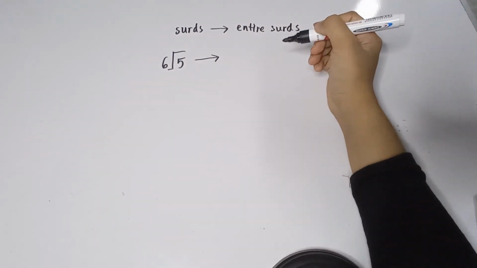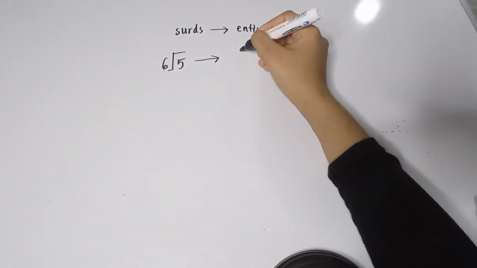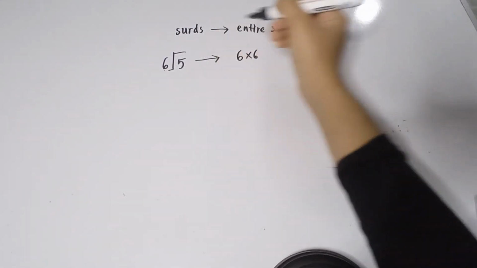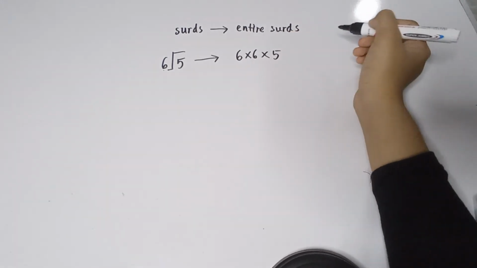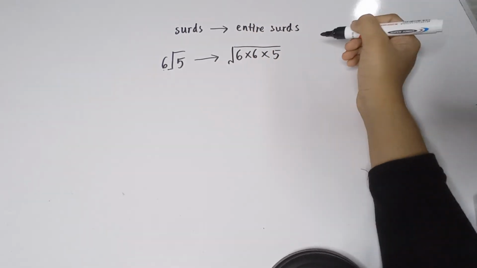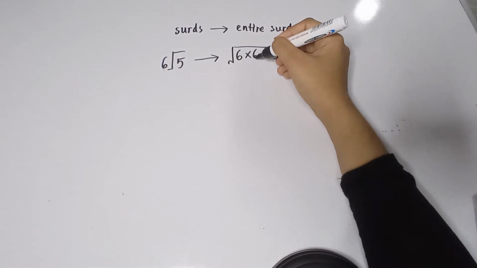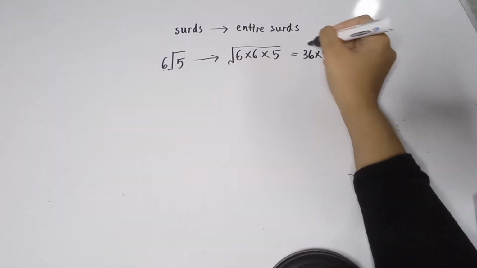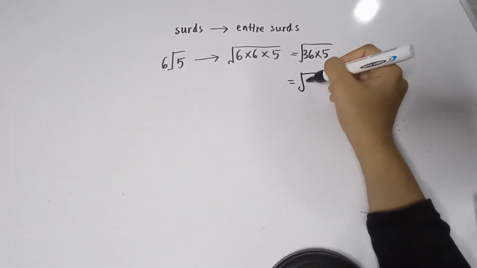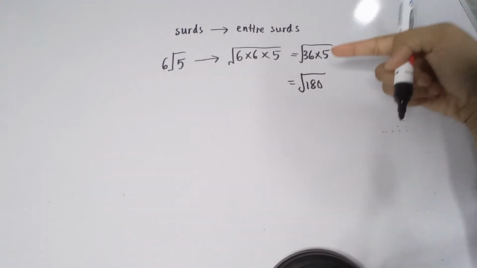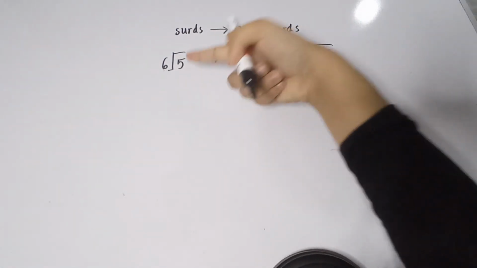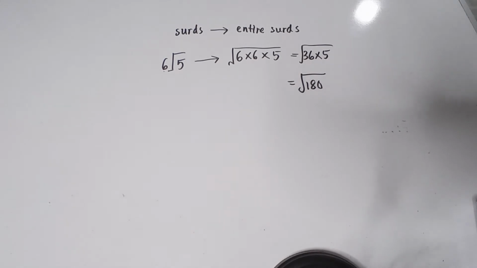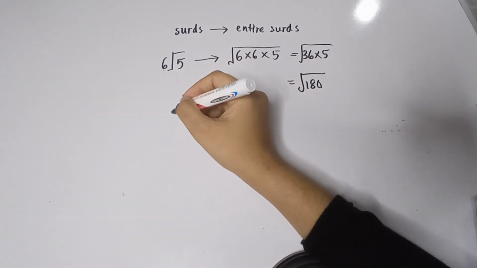It's very easy. The first number you have to multiply by itself, and the surd number also you should multiply. Now take the whole surd. What do you get here? 36 into 5. That is square root 180. So this is the entire surd of the surd 6 root 5. Clear? Okay. Now let's move into the multiplication of surds.